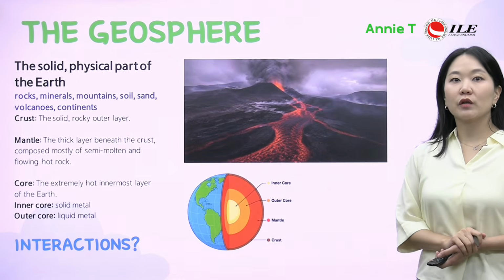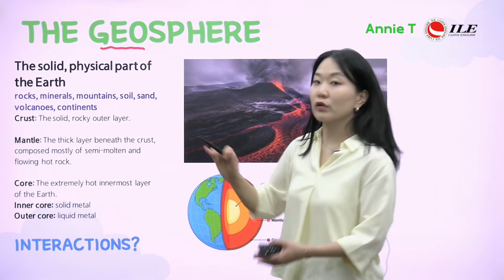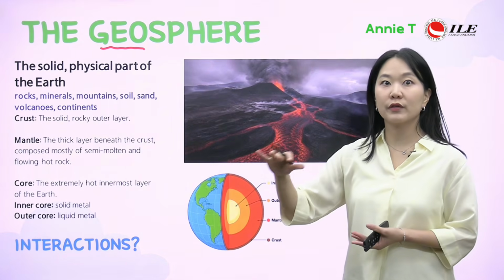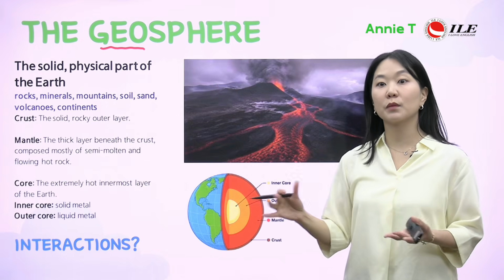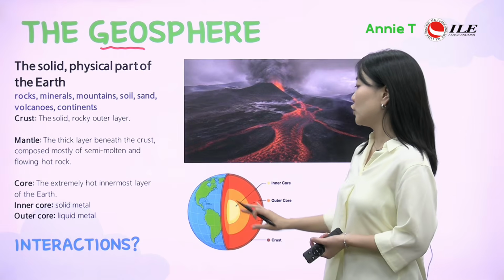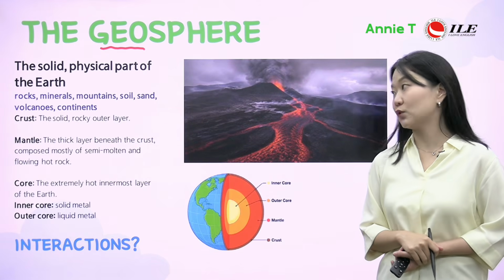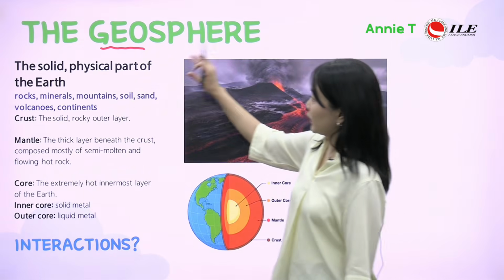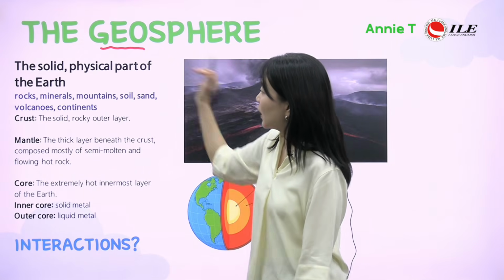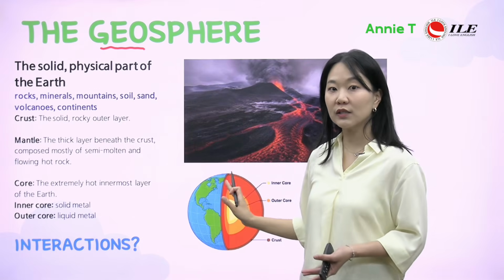The first sphere is called the geosphere. And geo refers to the rocks or the ground, the surface material, the landforms that cover Earth's surface. It also refers to the interior part of Earth, which is mostly made up of rocks and metals as well. So the geosphere is the solid physical part of Earth. Examples are rocks, minerals, mountains, soil, sand, volcanoes, and continents.